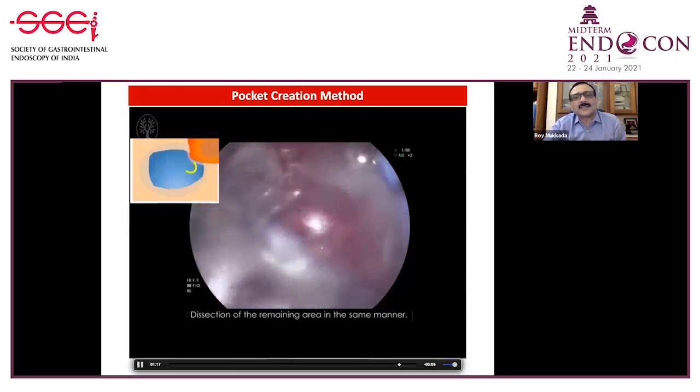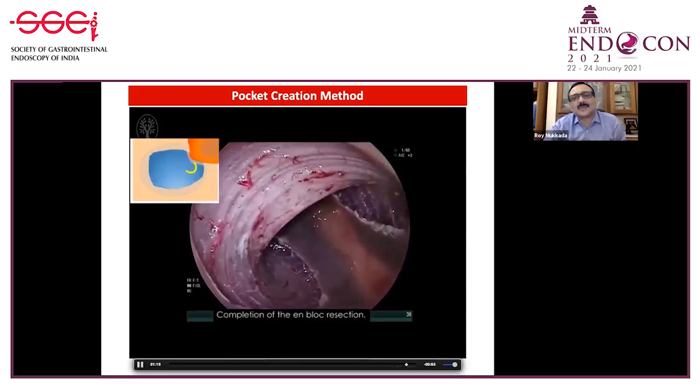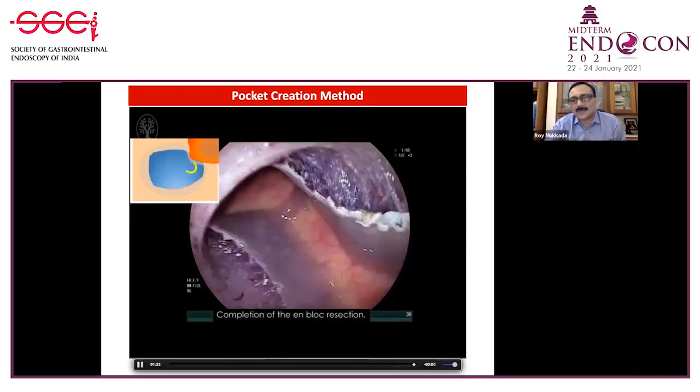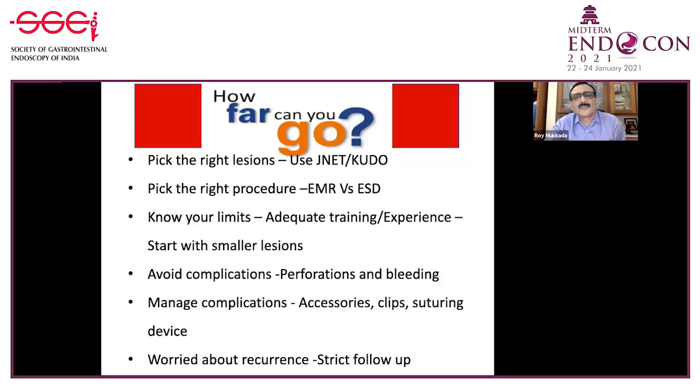So you can turn the patient on the gravity. This lesion will come to one side, and you can completely remove it. This is how it looks after the complete resection.